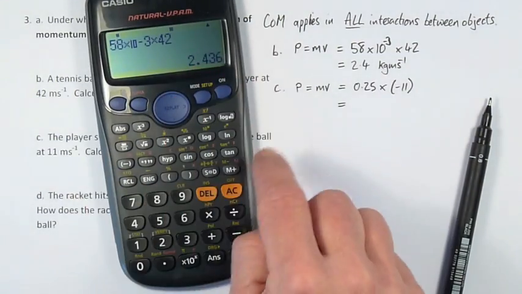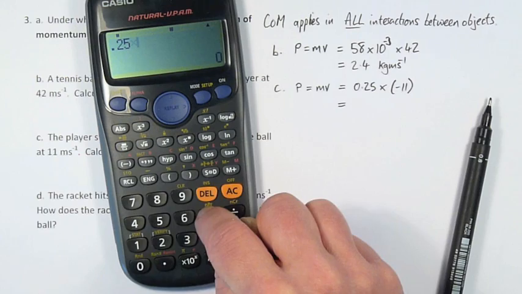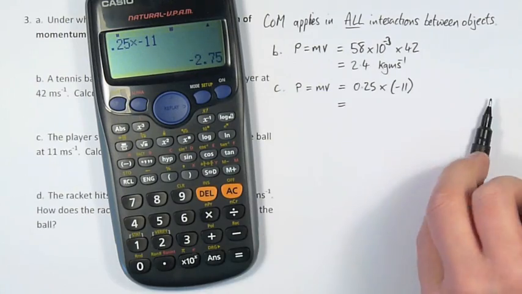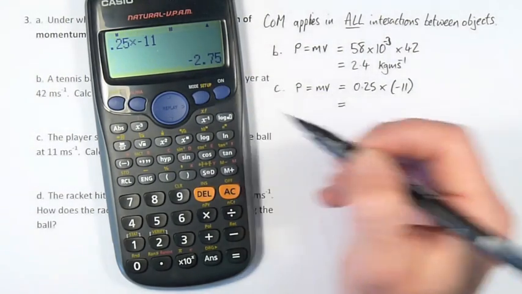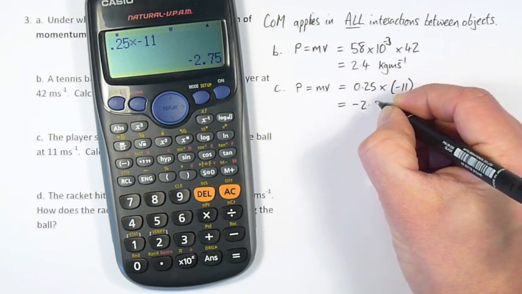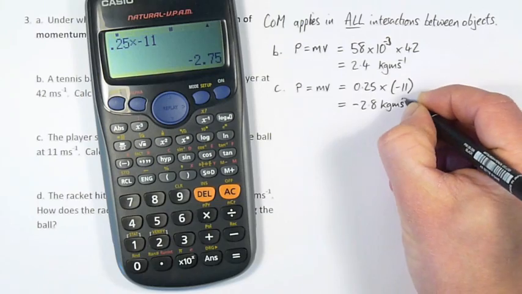Let's calculate that one. So 0.25 times minus 11, and the answer, again giving the answer to two significant figures, is minus 2.8 kilogram meters per second.